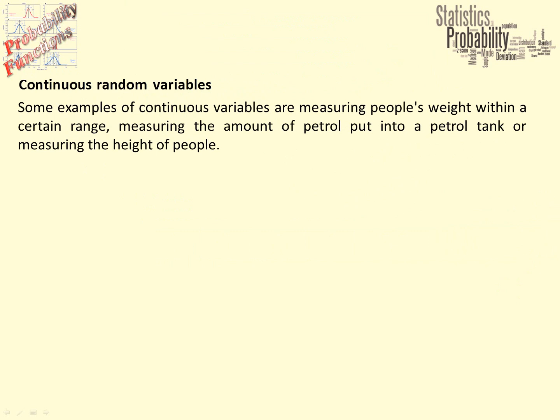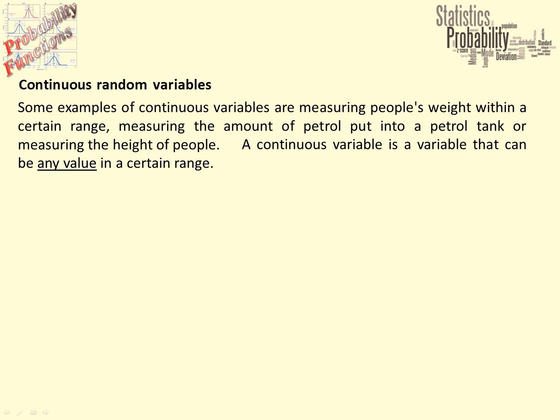Continuous random variables. Now we're looking at the PDF. Continuous random variables: measuring weight within a certain range, measuring the amount of petrol put into a petrol tank, or measuring the height of people. Those are all continuous. A continuous variable is a variable that can be of any value in a certain range. So the discrete variables are like the counting numbers, integers. Well, counting numbers, we can't have negative in this case. And the continuous variables are the real numbers, in fact, from above or equal to 0.